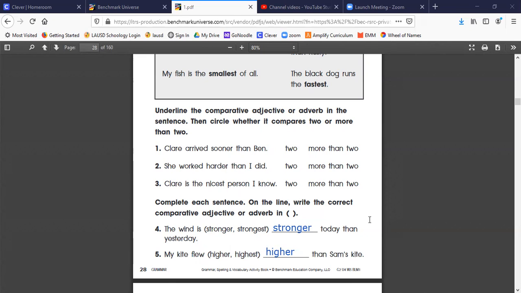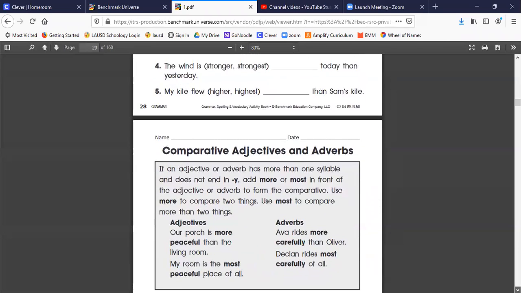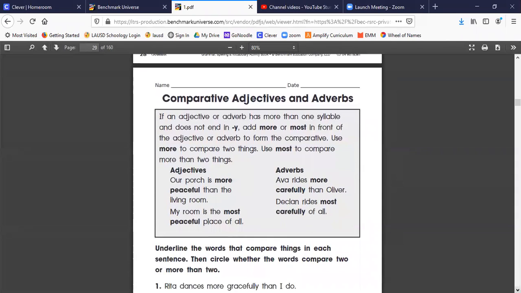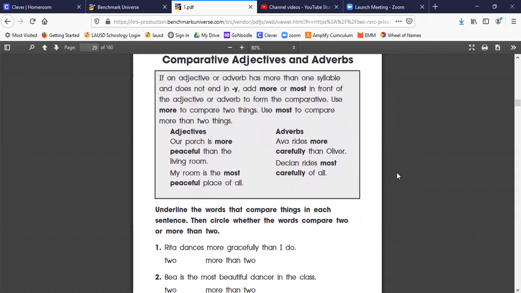If you need to pause, go ahead because I'm going to clear and move to the second page. So now we're going to be on page 29, continuing to work with comparative adjectives and adverbs. We are going to be looking at another way that we do this.